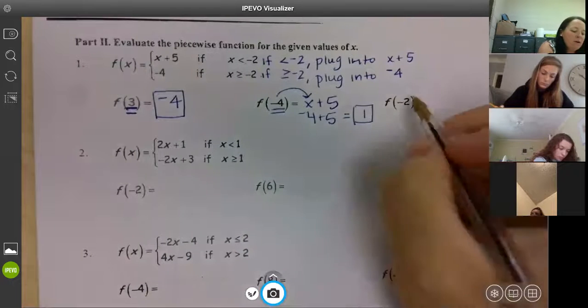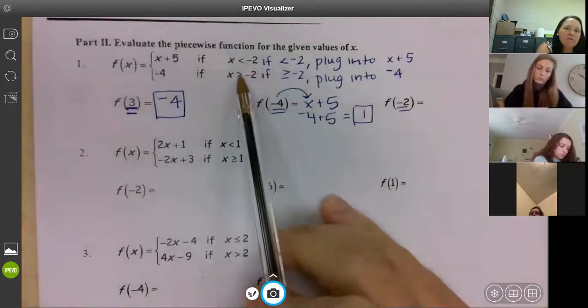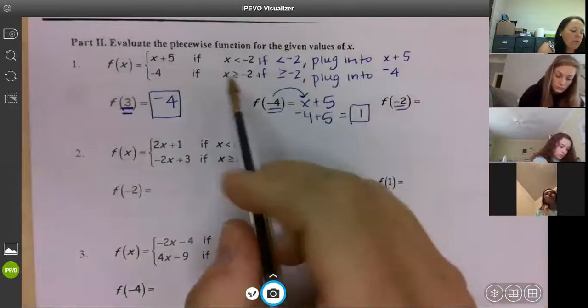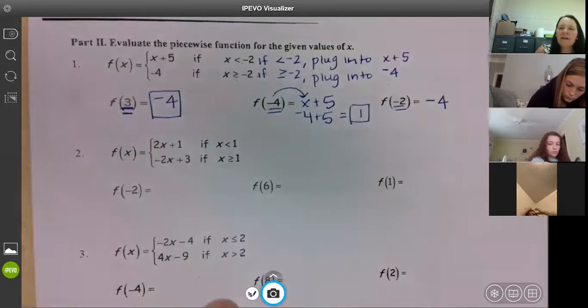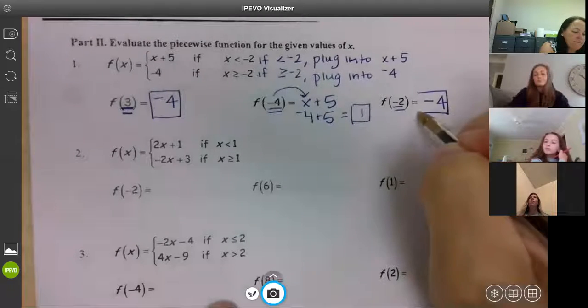All right. So what if they give me -2? Is it less than -2 or greater than or equal to -2? Greater than or equal. So I write the function. We're going to plug into -4. But is there anything to plug into? No. So that's your answer. That's all you do.